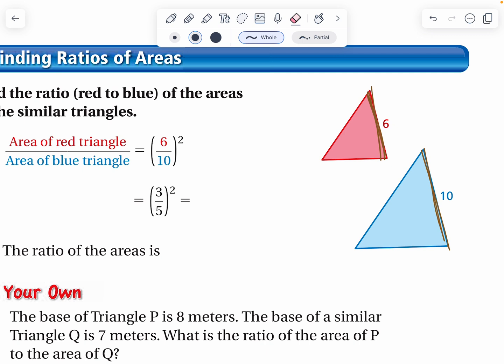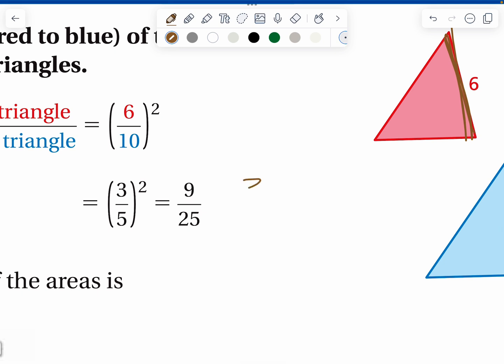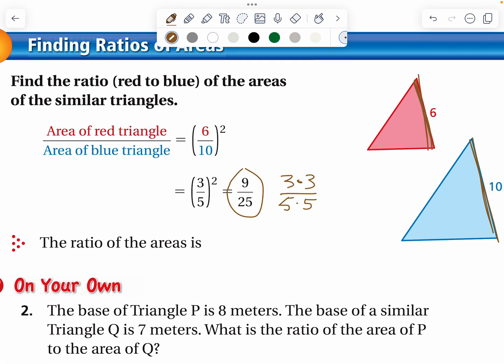Yes. However, we have to square them, okay? So that means it's going to be 3 squared and 5 squared, which gives me 9 and 25, right? Don't forget, 3 times 3 is 3 squared. That's 9. And 5 times 5 is 25. That's where this comes from, okay? So it's 9/25. So the ratio of the area, not just the area, but the ratio of the area is 9/25, and that's your answer.